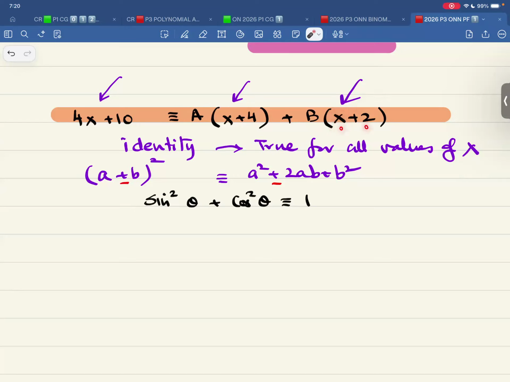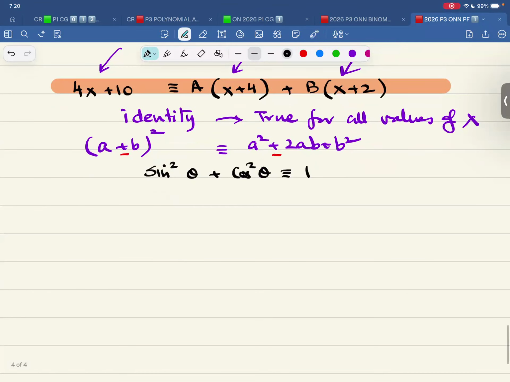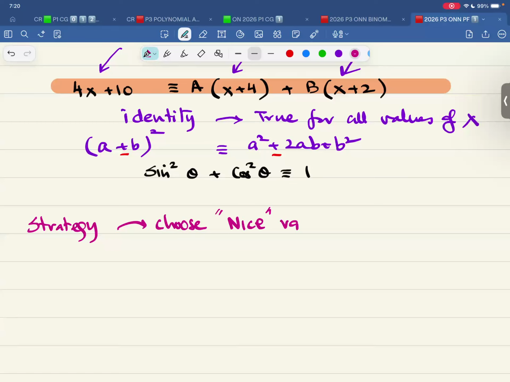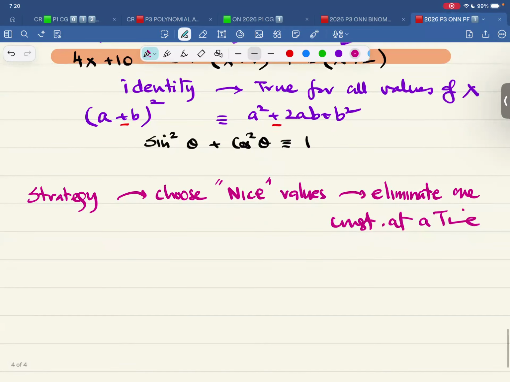So negative 2 plus 2 is 0. 0 will wipe away b, and I'll be able to find a. So yes, I can choose any value, but my strategy is to choose nice values which will eliminate one constant at a time, if that is possible, which is possible in this case.